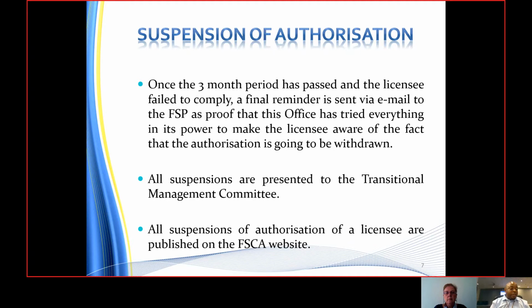Secondly, where the information on which the decision is based was incomplete or inaccurate, and the FSCA would have come to a different decision had the information been complete or accurate. And then lastly, if the decision is for any reason invalid. So those are the only instances where the FSCA can actually revoke its own decision in terms of Section 95 of the FSR Act.